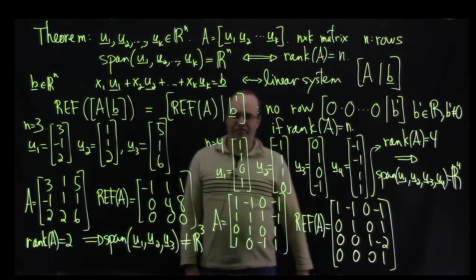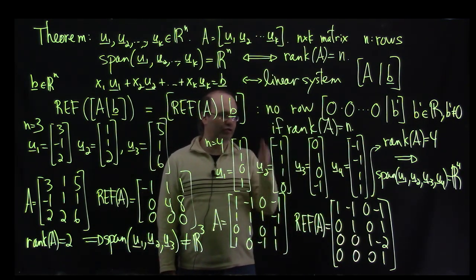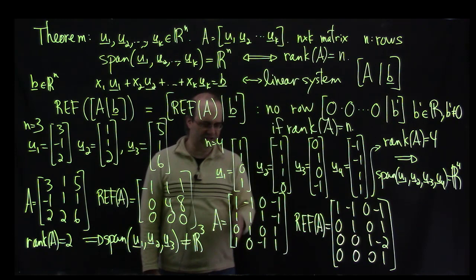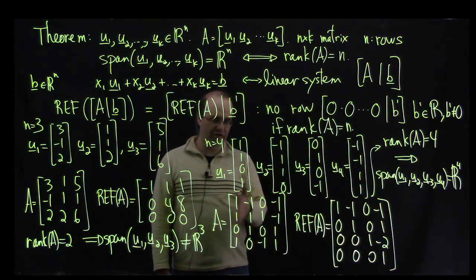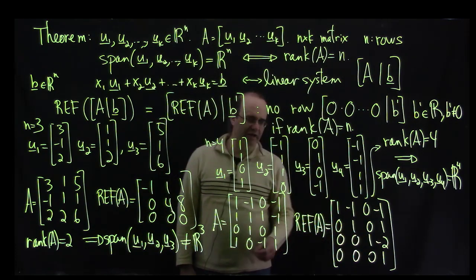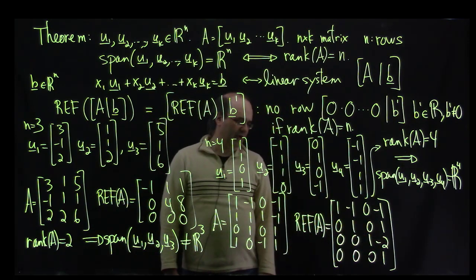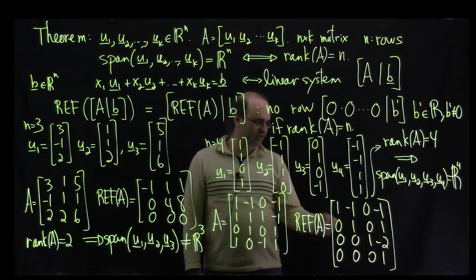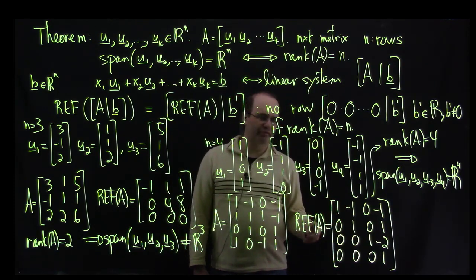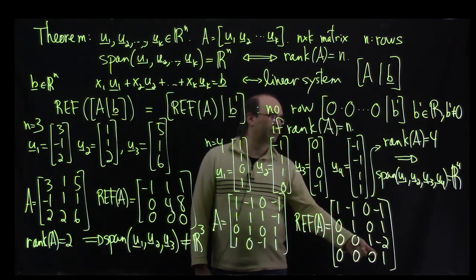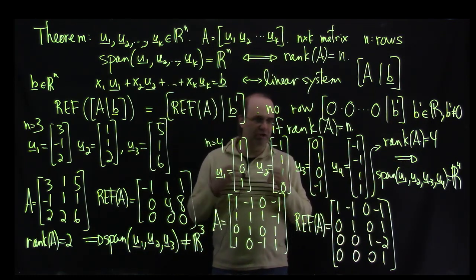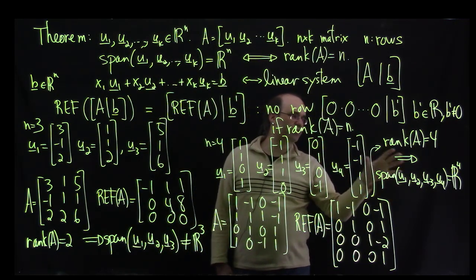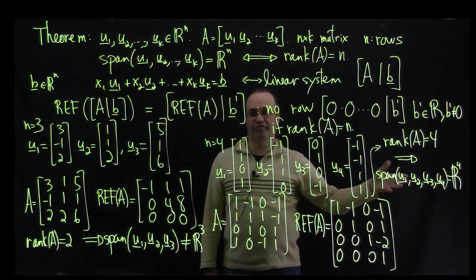Here's some other example in R4. So I've got these 4 vectors, u1, u2, u3, u4. I can do the same thing. I can form this matrix, just use these column vectors to get a new matrix. I can compute some row echelon form. I got this one. If I were to continue and obtain the reduced row echelon form, I would get the identity matrix. So in this case, we see that this row echelon form has 4 non-zero rows. This means that the rank of this matrix is 4. And consequently, we can deduce from this theorem that the span of these 4 vectors is all of R4.